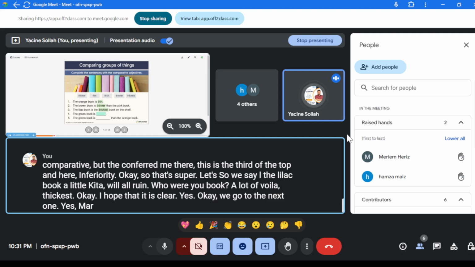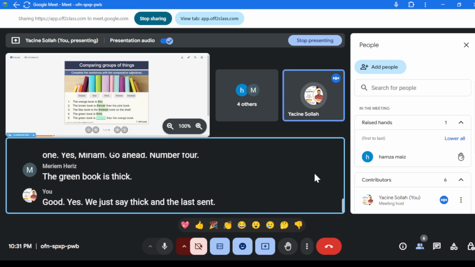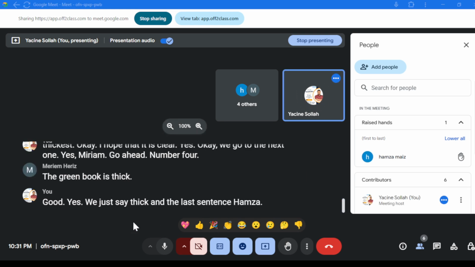Yes, Mariam, go ahead. Number 4. The green book is thick. Good. Yes. We just say thick. And the last sentence, Hamza. The green book is thicker than the orange book. Thicker than the orange book. Yes, exactly. Thank you. يلا نروح ندخلوا شوية في التفاصيل.